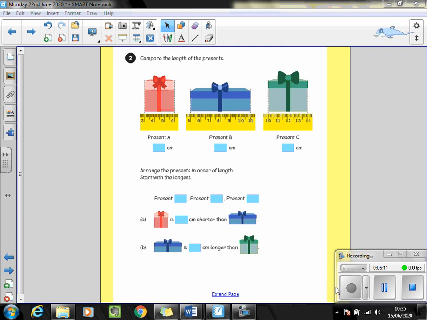So first of all, have a go at recording what the length of each of those presents are. Use the ruler a bit like a number line to help you. Then we want you to arrange the presents in order of length, starting with the longest present. And then complete A and B. How many centimetres shorter is the red present compared to the blue present? And how many centimetres longer is the blue present compared to the green?